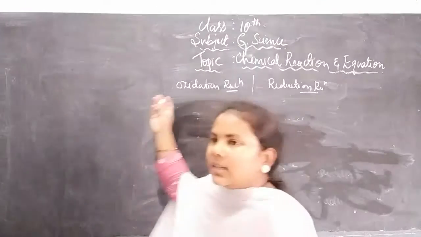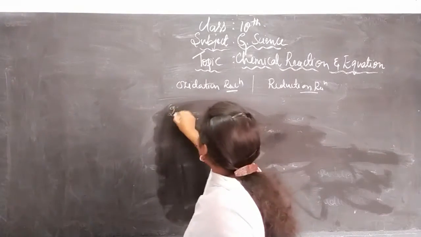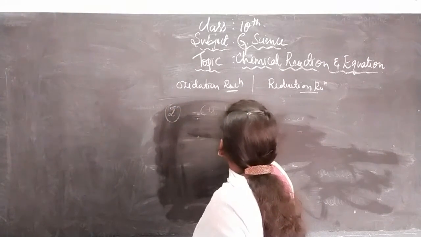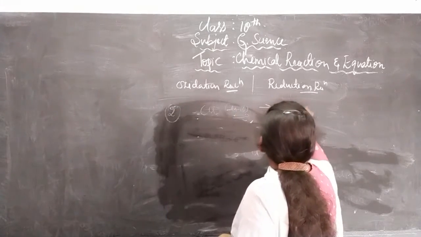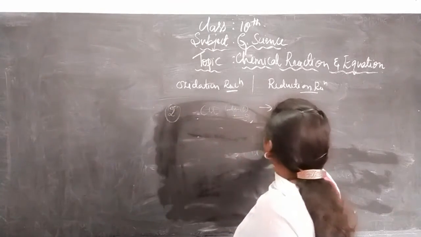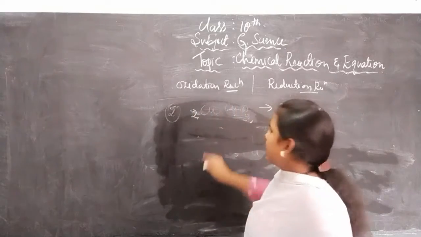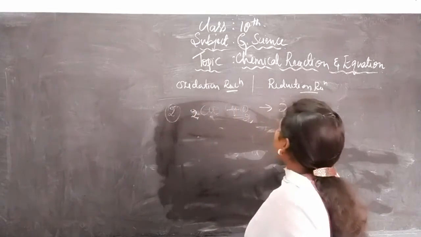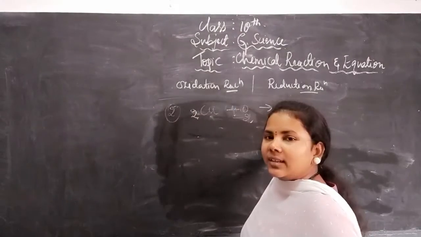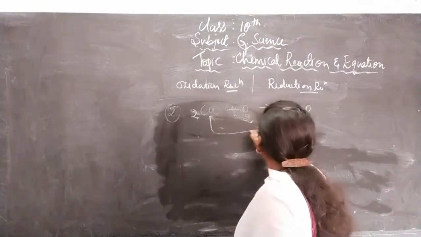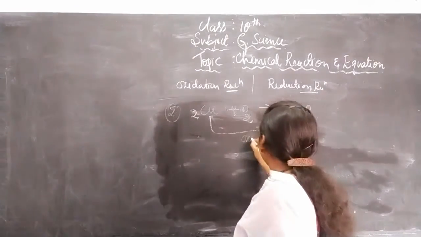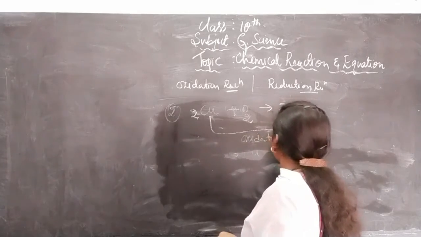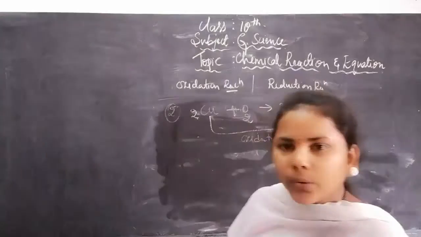Similarly, this importance goes on in all the equations. Now let us take the second equation. Copper reacts with oxygen to form copper oxide. Here we need to balance, you write. Here copper becomes copper oxide. Hence it is an oxidation reaction. Here oxidation is going to take place.